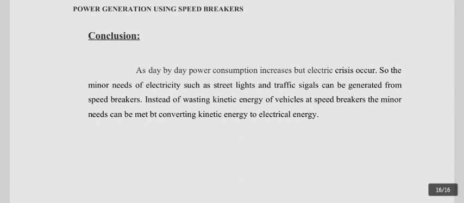Conclusion: as day by day power consumption increases but electric crises occur, the minor needs of electricity such as street lights and traffic signals can be generated from speed breakers. Instead of wasting the kinetic energy of vehicles at speed breakers, the minor needs can be met by converting kinetic energy to electrical energy.